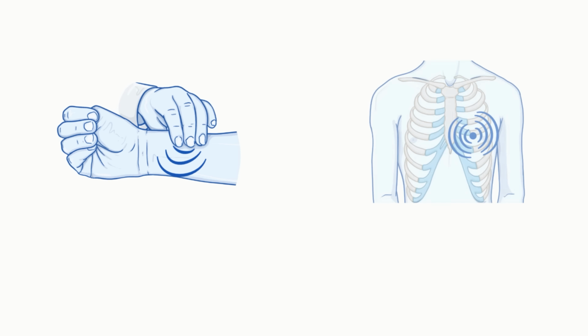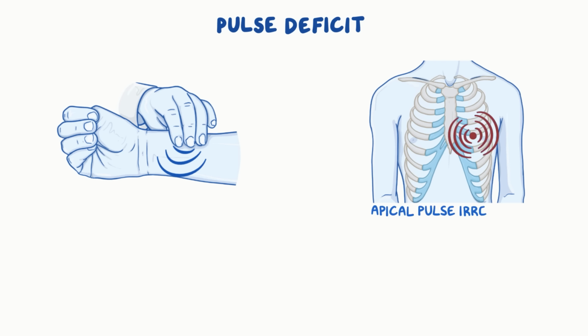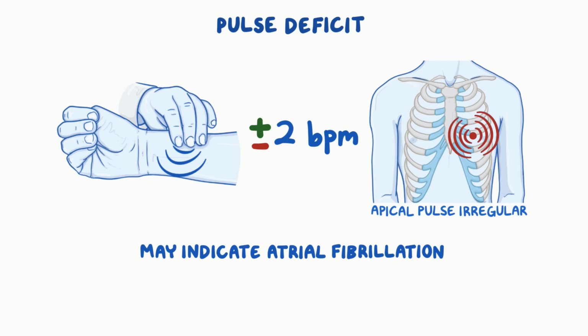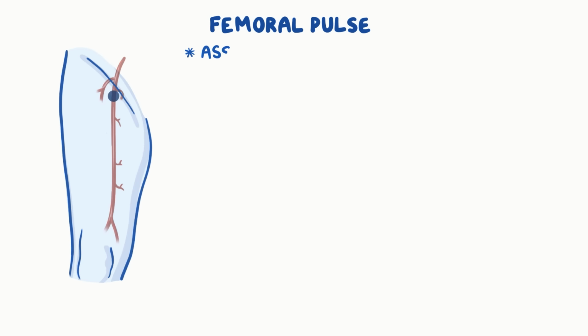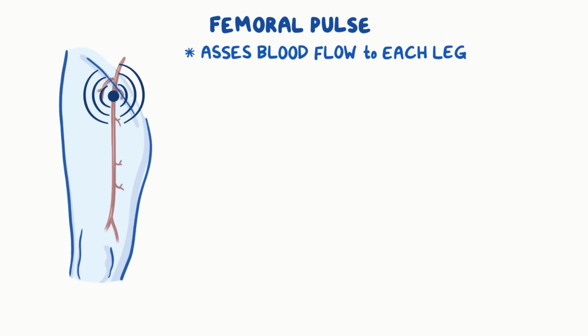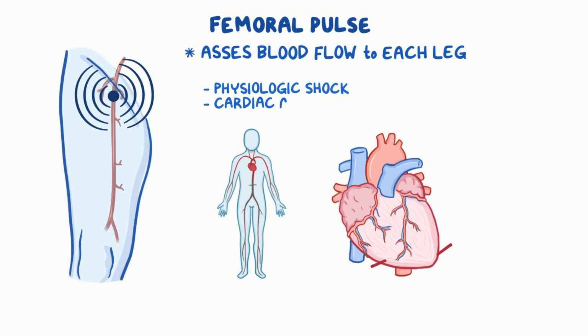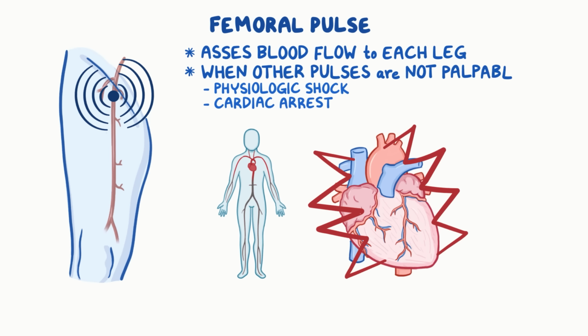Now that we have a rough idea of both Fred's radial and apical pulses, we might have noticed a pulse deficit. A pulse deficit is when the apical pulse is irregular and there's a difference of more than 2 beats per minute between the radial pulse and the apical pulse. This may indicate atrial fibrillation. Now let's take Fred's femoral pulse. The femoral pulse is used to assess blood flow in each leg, or during physiological shock or cardiac arrest when other pulses are not palpable.